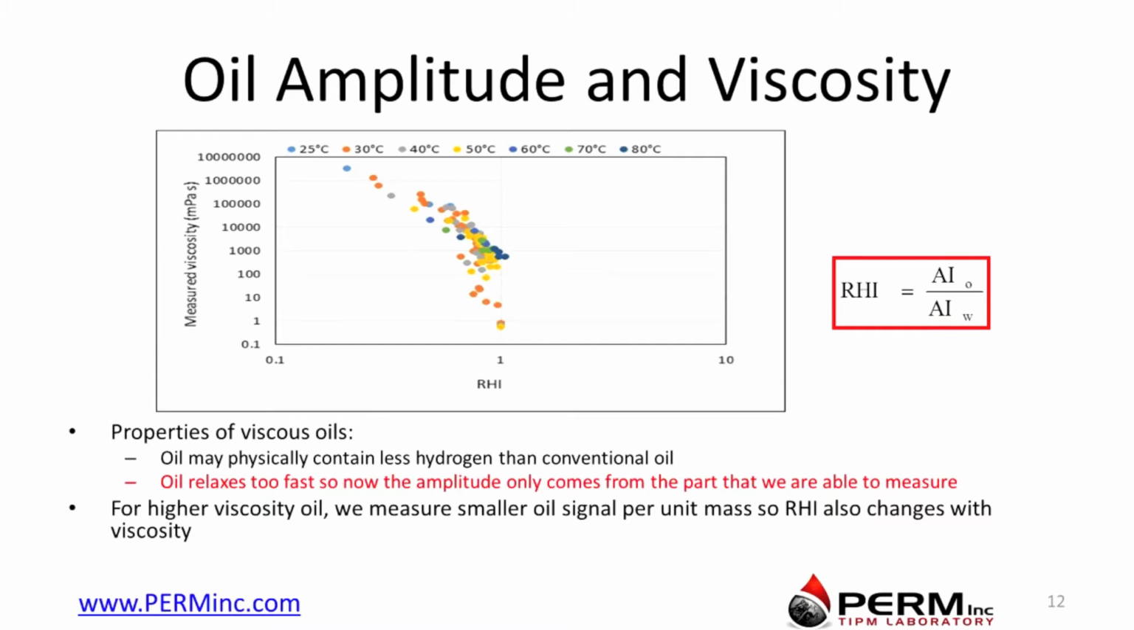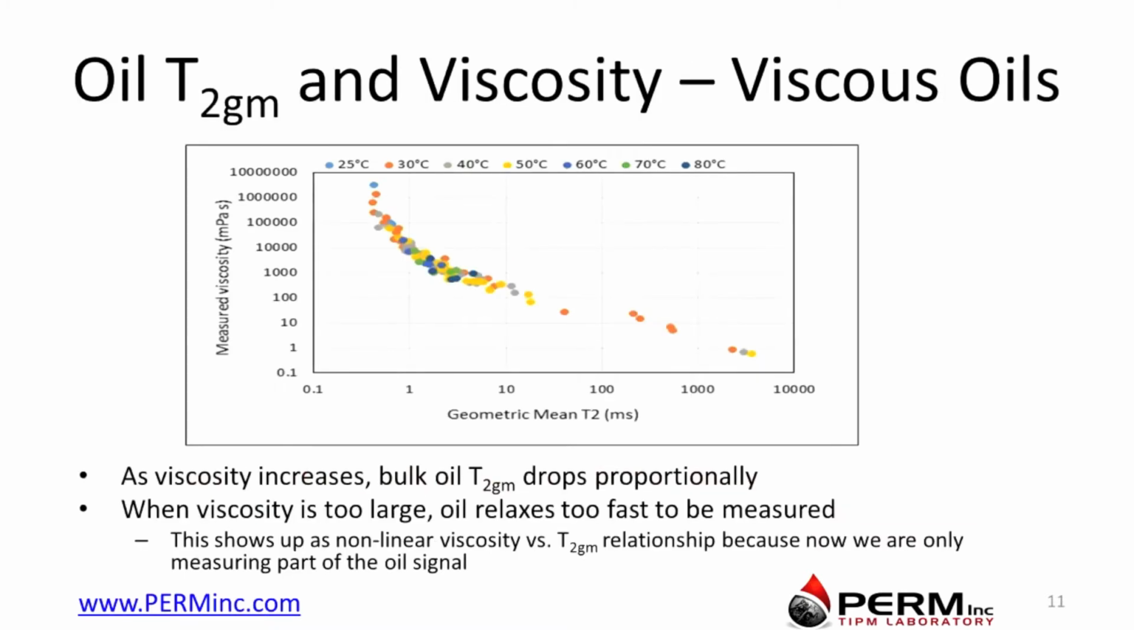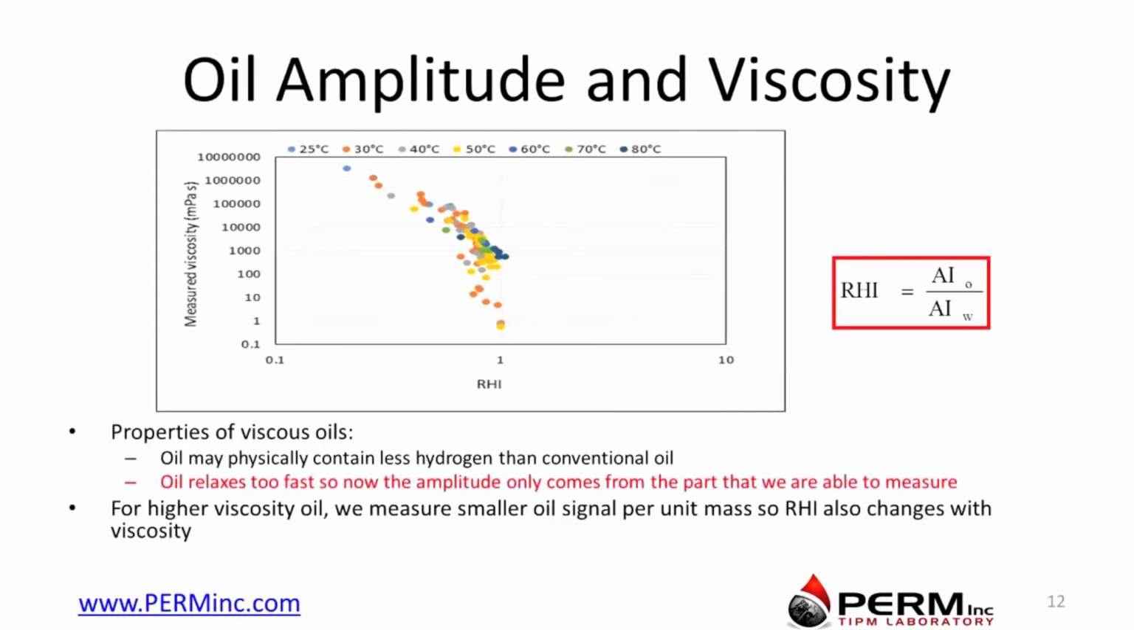So if we go back to the last slide, when we go to high viscosity systems, we lose the significance between viscosity and T2GM. We lose this correlation because the oil is relaxing too quickly to be measured. But in this range of high viscosities, we can still see a relationship between viscosity and RHI. So both of these terms become very significant in different ranges of viscosity. For low viscosities, the T2 is very important. For high viscosities, the RHI is very important.